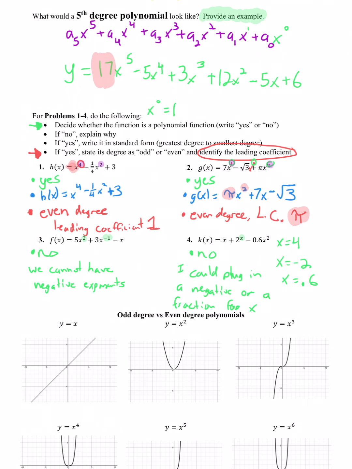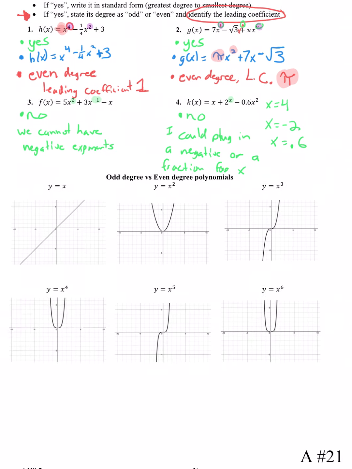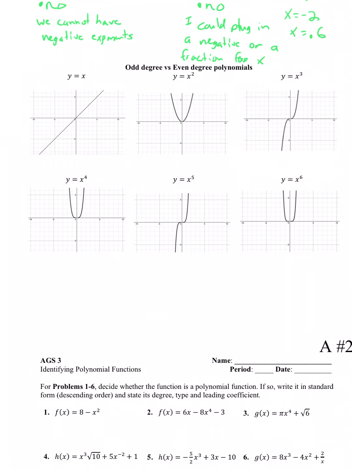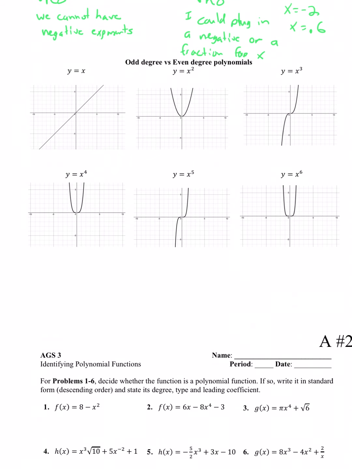All right, so that covers the last 4 examples. The last thing I want to talk about today is odd degree versus even degree polynomials. There's a reason we want to identify odd degree versus even, which is one of the things I asked you to do on these 4 problems. If we look at odd degree polynomials, like this first one, x to the first power, another would be x to the third, another x to the fifth. And then even degree polynomials like x squared, x to the fourth, x to the sixth.